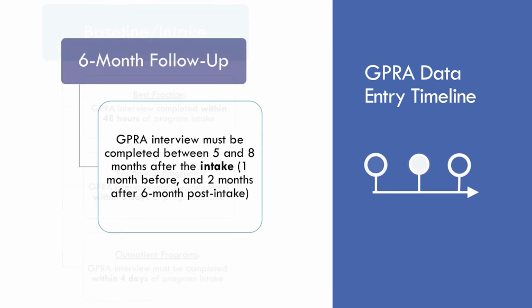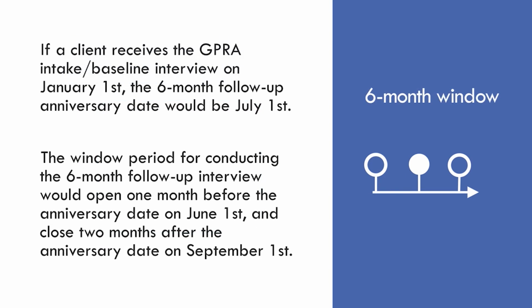A 6-month follow-up GPRA should be conducted between 5 and 8 months after the intake. This is a window of 1 month before and 2 months after 6 months post-intake. For example, if a client receives the GPRA intake baseline interview on January 1st, the 6-month follow-up anniversary date would be July 1st. The window for conducting the 6-month follow-up interview would open 1 month before the anniversary date on June 1st and would close 2 months after the anniversary date on September 1st.